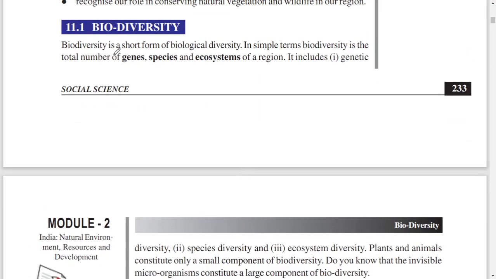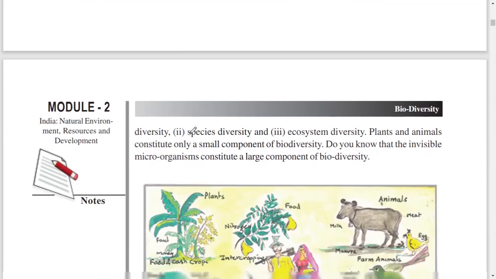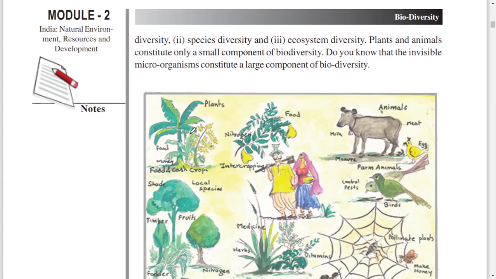So what is biodiversity? Biodiversity is a short form of biological diversity. In simple terms, biodiversity is the total number of genes, species and ecosystems of a region. It includes genetic diversity, species diversity and ecosystem diversity, in which plants and animals constitute only small components of diversity. Lots of invisible microorganisms also constitute a large component of biodiversity.